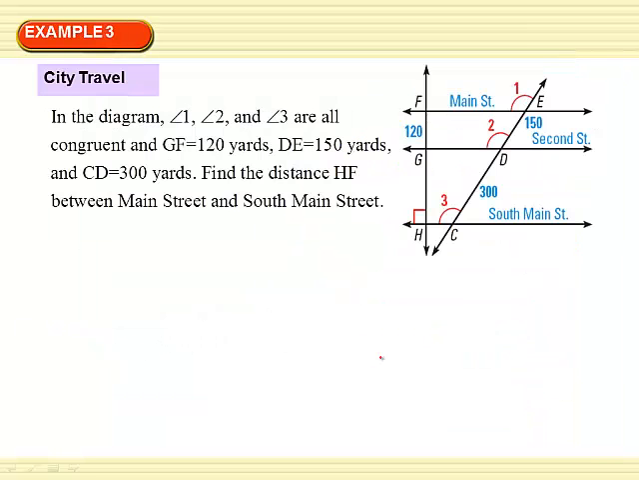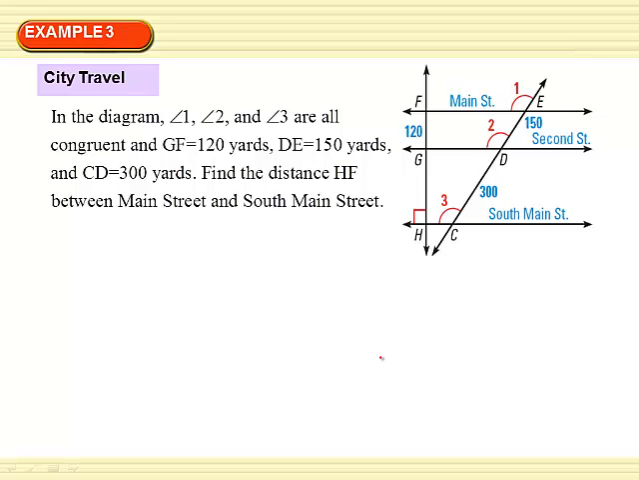Okay, so we have in the diagram angle 1, angle 2, and angle 3 are all congruent, and GF is equal to 120 yards. DE is equal to 150 yards, and CD is equal to 300 yards. Find the distance HF between Main Street and South Main Street.